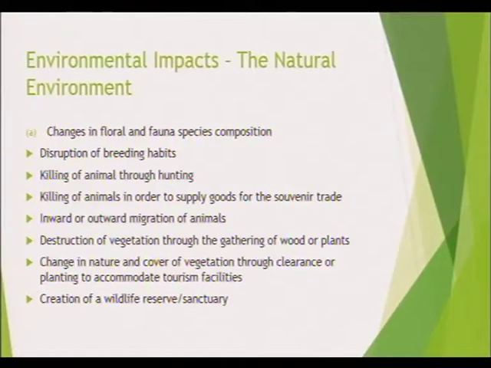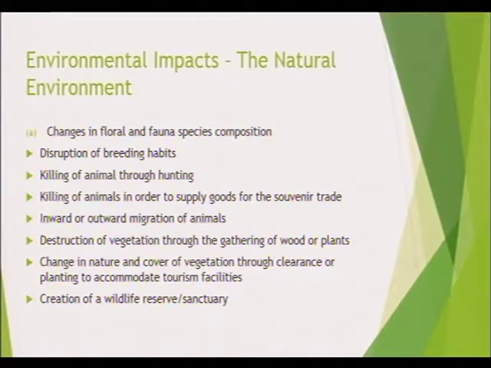So when they come in, they trample on the environment, on the soil, on the vegetation, on the natural environment, on the built environment. So you can have changes in flora and fauna species composition. When we say flora, we mean vegetation. When we say fauna, we mean animals. So we have disruption of the ecosystem, the breeding systems, the plants, those young ones which are growing.